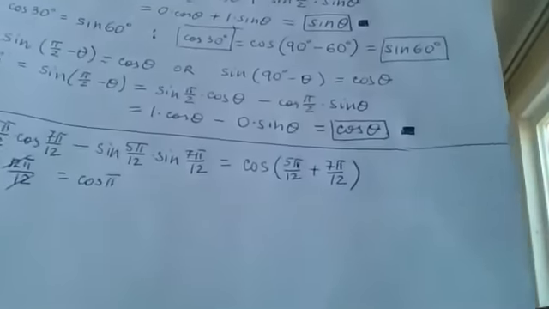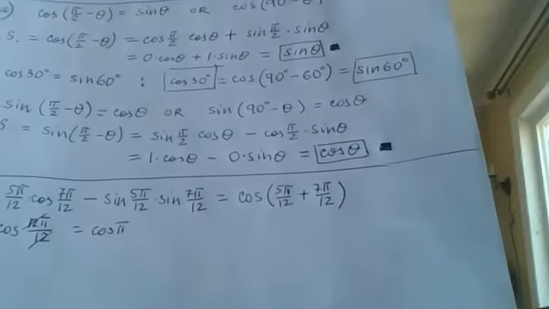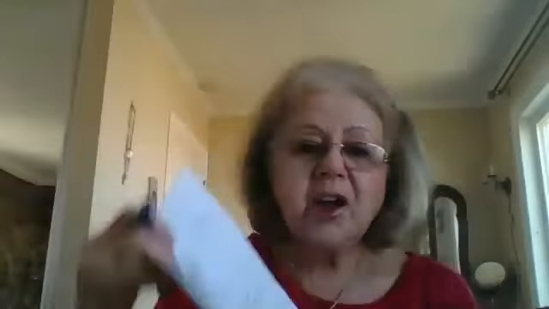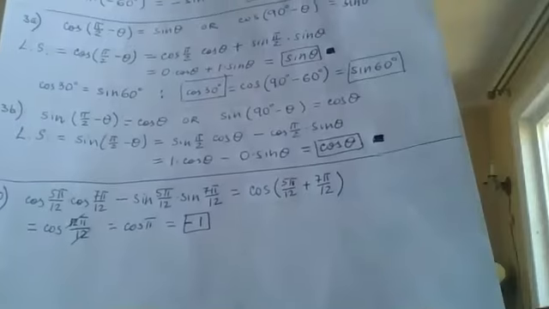Can we cancel both 12? What are we left with? Pi. Cosine of pi. But is it our old value? No. What is it equal to? -1. -1, definitely. Voila. This is a very simple answer. -1.